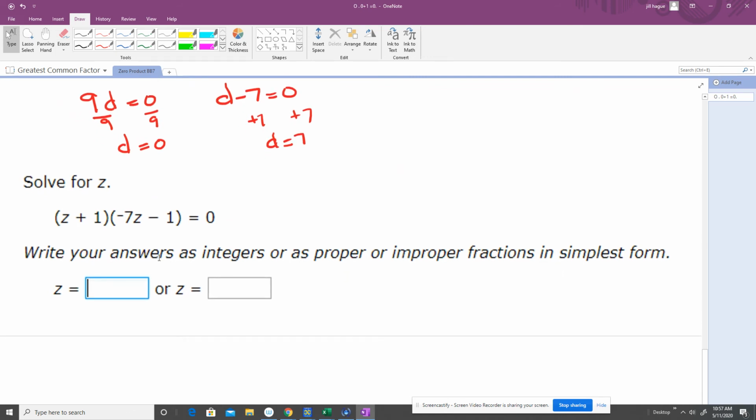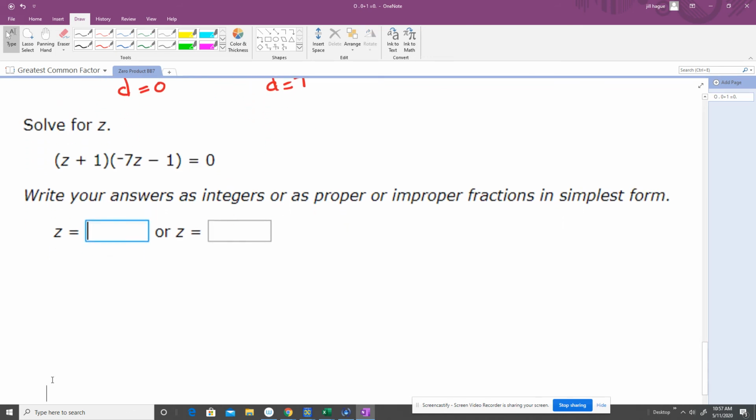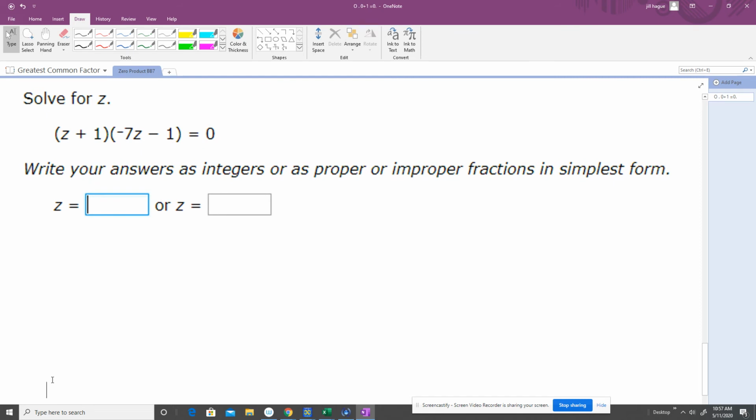Okay, now last one I'll do. It's probably the hardest one. It was from like the 93 percentile. Again, we just set z plus 1 equal to 0. And then we set the second one. The reason this one is tricky is because we have negatives, and we've got to be careful when we have negatives, right? So the first one, we're just going to subtract 1 from both sides. So z equals -1. The -1 would go there, and you're done.